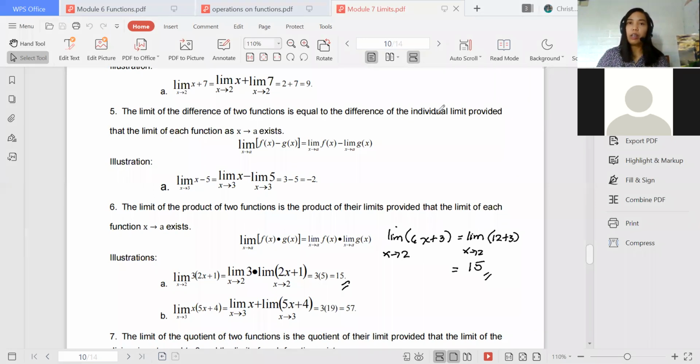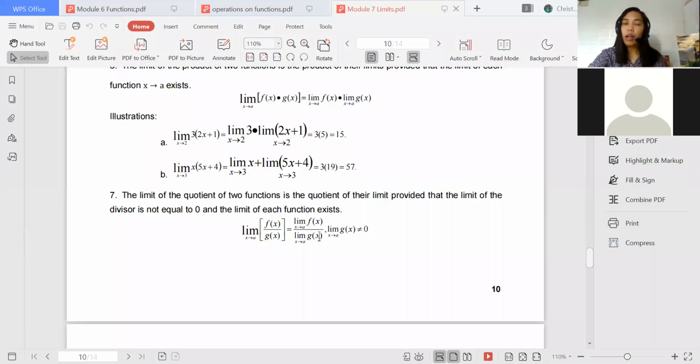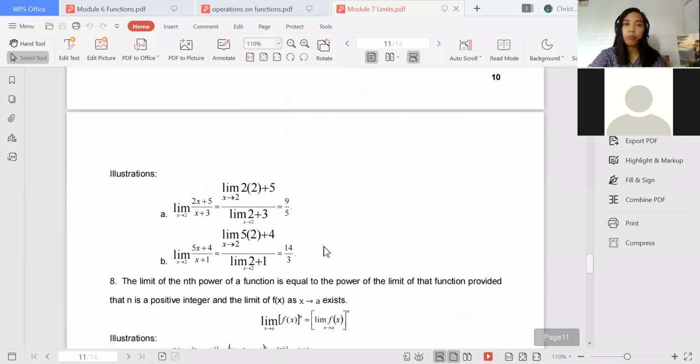If the domain is set of real numbers. Okay, next is for the quotient. We know that this is for rational. The g of x should not be equal to 0. The limit of f of x over g of x as x approaches a means the limit of f of x as x approaches a over the limit of g of x as x approaches a, wherein the limit of g of x as x approaches a should not be equal to 0.